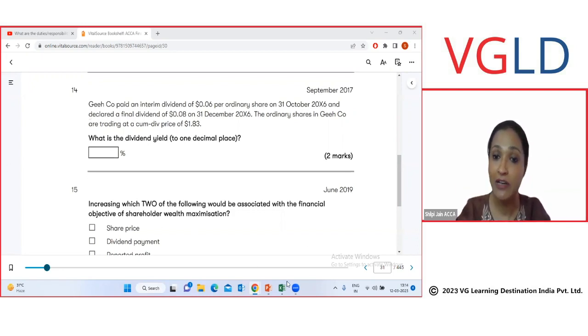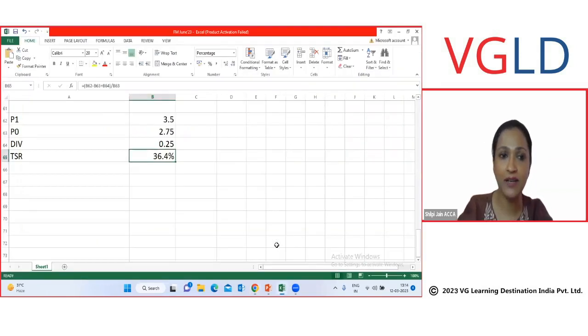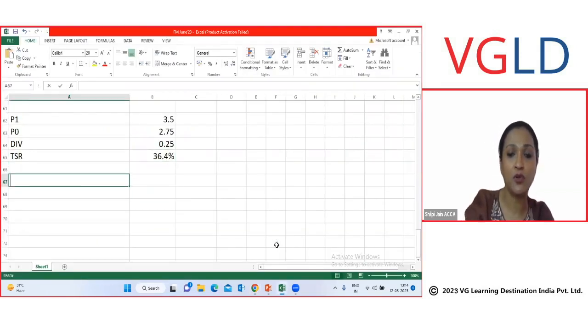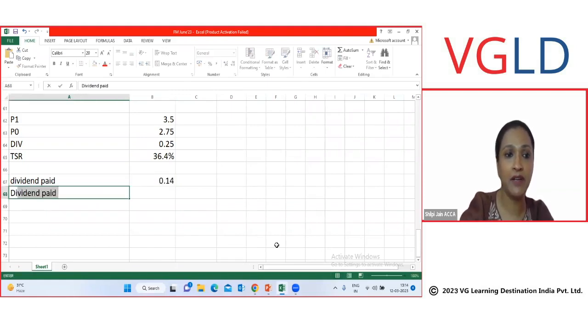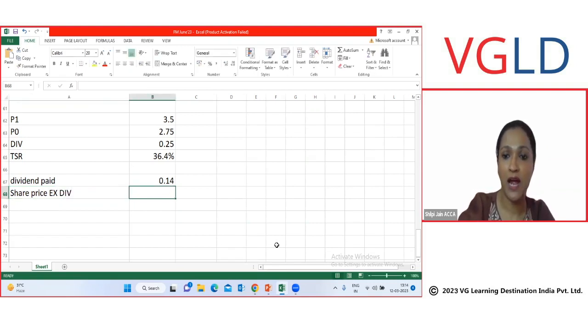You need to calculate the dividend yield. So let's just calculate dividend yield. Simple. So dividend paid, that's obviously going to be a summation of both dividends which have been paid, divided by my share price, ex dividend. So that obviously equals to how much? My share price ex dividend. What is my cum dividend share price?